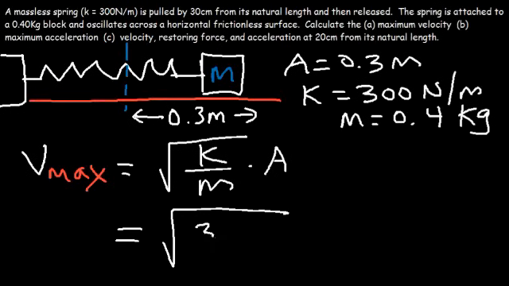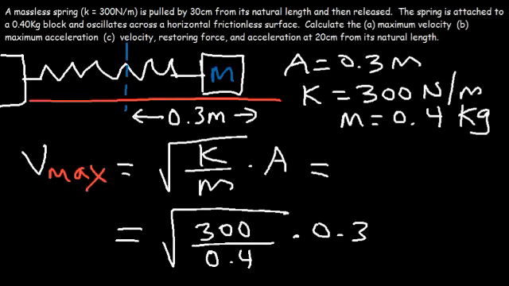So this is going to be square root 300 divided by 0.4 times 0.3. 300 divided by 0.4 is 750. The square root of 750 is 27.386 times 0.3, and you should get a maximum velocity of 8.216 meters per second.